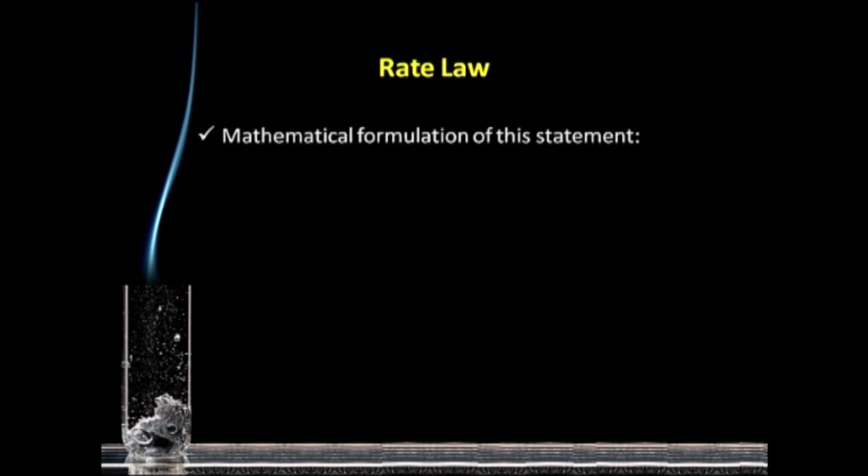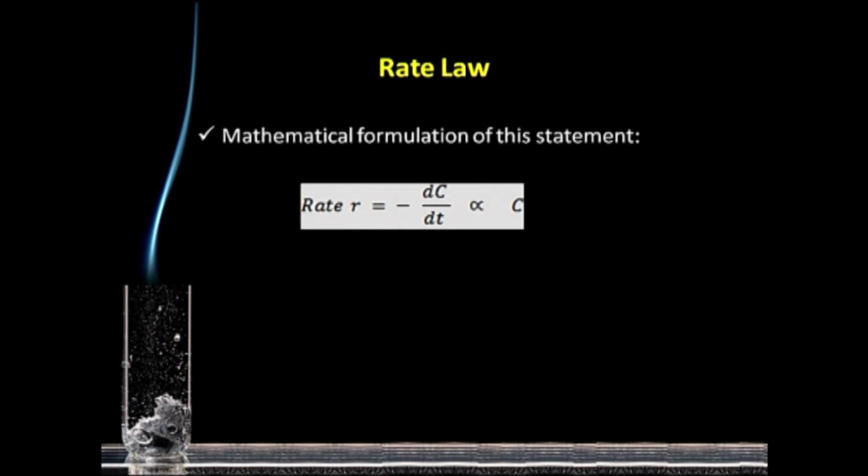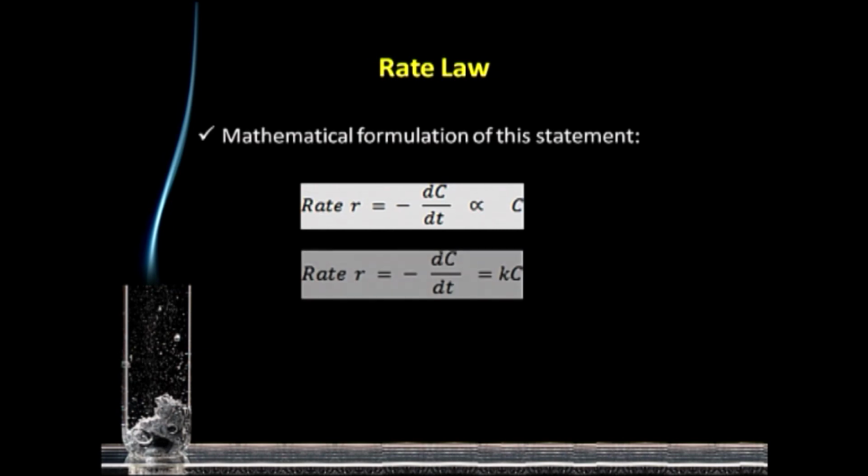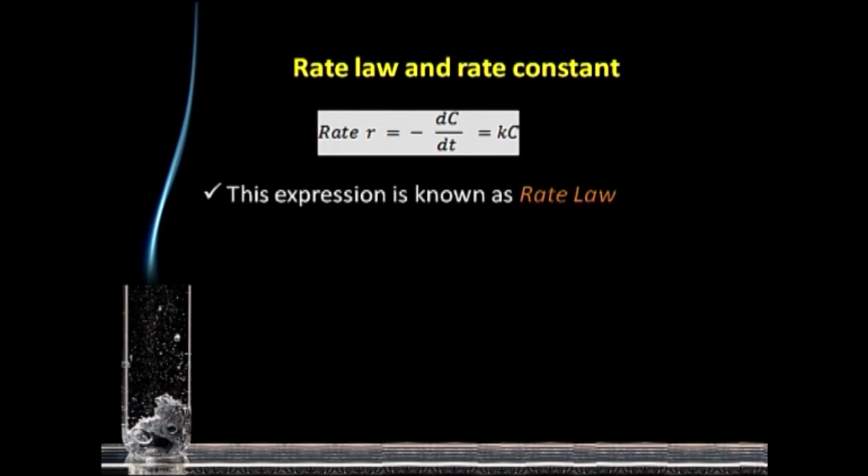So, the mathematical formulation of this statement is rate R equal to minus dC by dt proportional to C, where C is the concentration. We can introduce the proportionality constant k here, so that it becomes minus dC by dt equal to k into C. As I told you, C is the concentration. We can use this equation to find out what k is. The expression is known as the rate law. Rate law is defined as the expression that relates the rate of reaction with concentration, and here we are doing that.